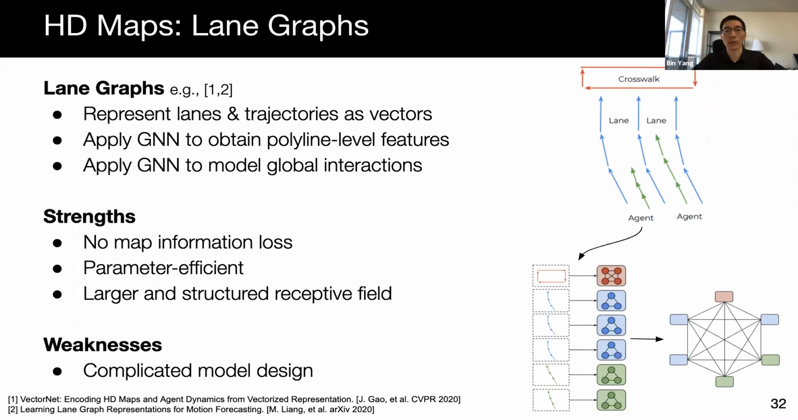A more intuitive and native representation is a lane graph, where we preserve the original vector format for lanes as well as trajectories. We then apply a graph neural network to obtain polyline level features, and another graph neural network to model interactions between lanes and agents. The lane graph representation doesn't have information loss, can capture larger and more structured receptive fields, and is more parameter efficient in feature learning. However, instead of resorting to different colors, now we need to delicately design the node and edge features of the lane graph so that they capture the full semantic information contained in the HD maps.